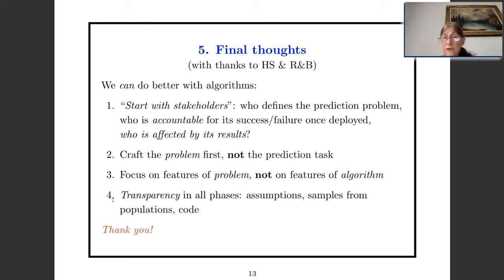Start with stakeholders who define the prediction problem and assess who is accountable for its success or failure once deployed, and who's affected by its results. Craft the problem first, not the prediction task. Focus on the features of the problem, not the features of the algorithm, and ensure transparency in all phases: the assumptions, the samples from the populations, and the code. And that's all. Thank you.